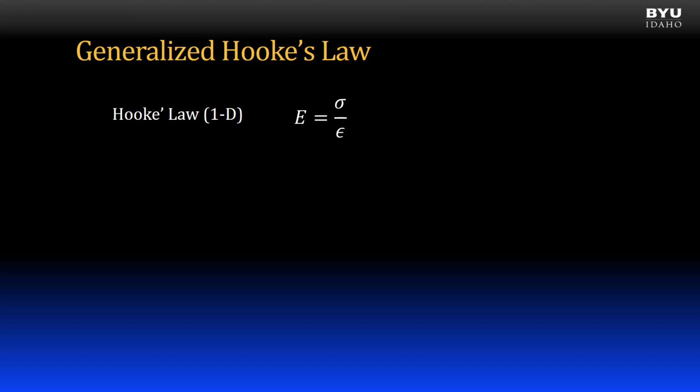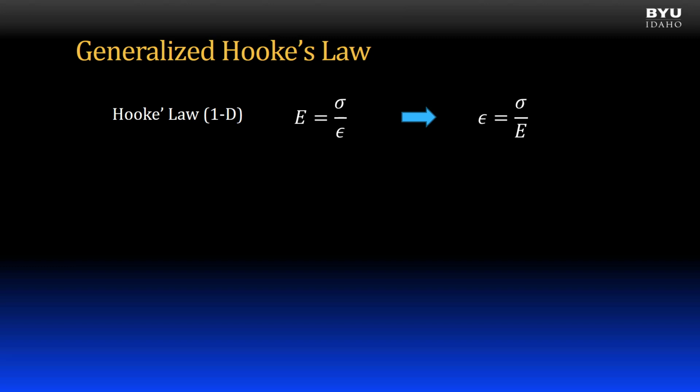Finally, let's look at the generalized form of Hooke's law. Our first introduction to Hooke's law was with the equation shown. It was derived based on the stress-strain diagram for linear elastic materials. It states that the modulus of elasticity of a material is equal to the slope of the linear portion of the stress-strain diagram, or the stress divided by the strain. It can be rewritten to solve for strain. This form of Hooke's law only considers one-directional stress and its corresponding strain.